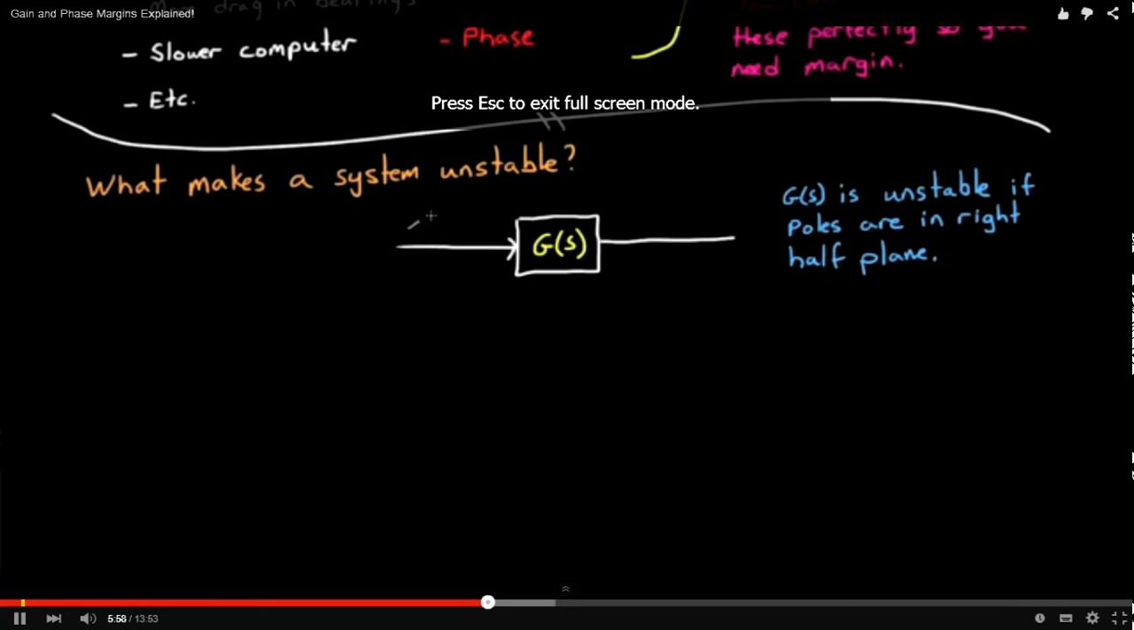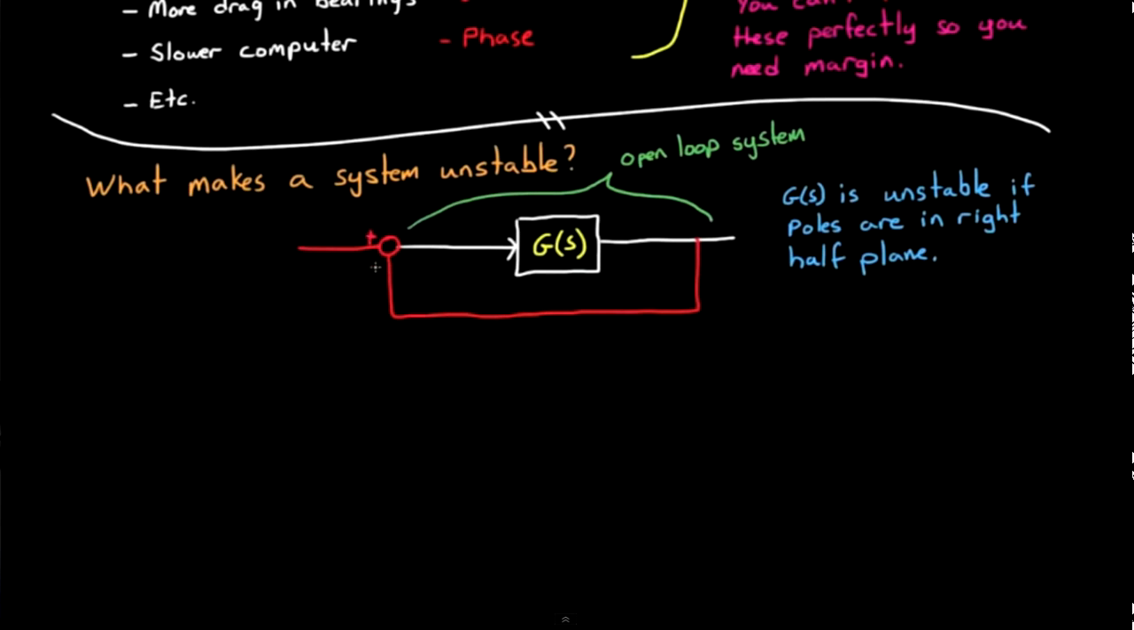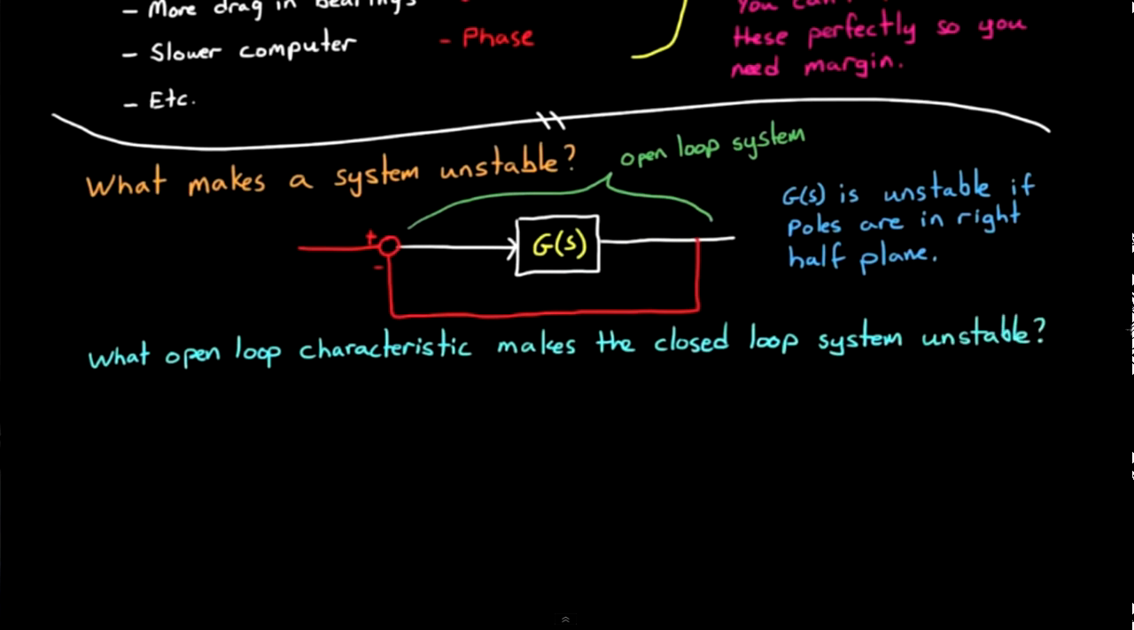The stability of closed-loop systems: it's sometimes impractical to design a system in closed-loop form, and you're much better off designing the open-loop system and then using tools like Bode, root locus, and Nyquist plots to assess the closed-loop stability and performance. So let's talk about what characteristics of the open-loop system create an unstable closed-loop system.